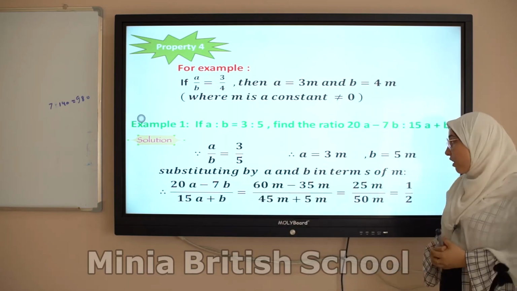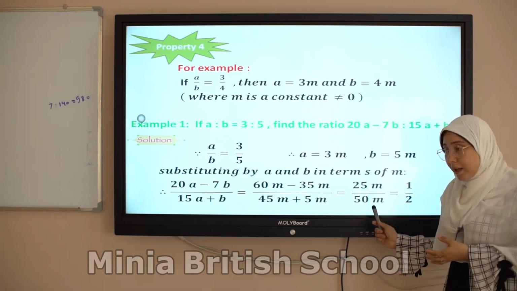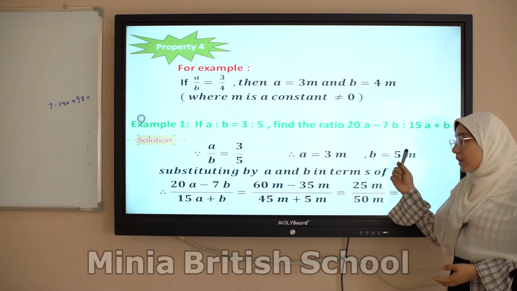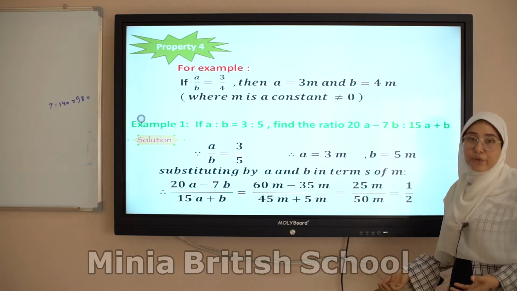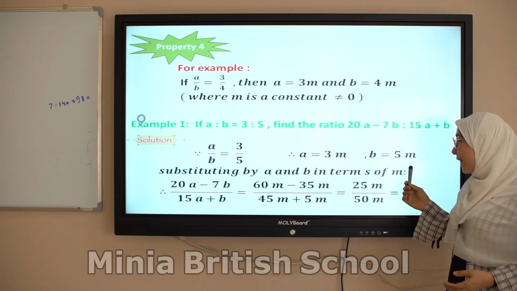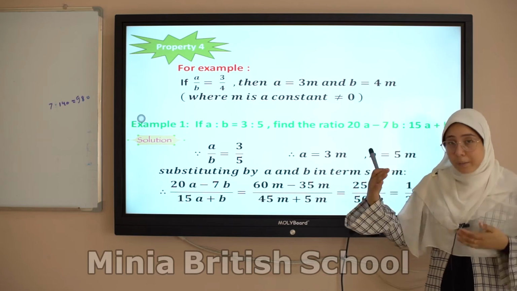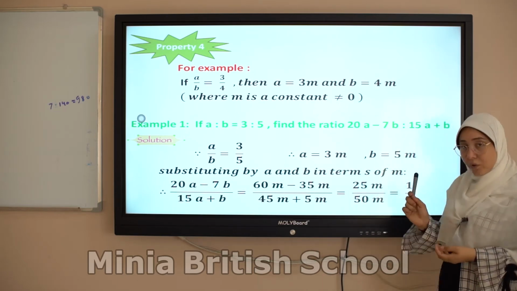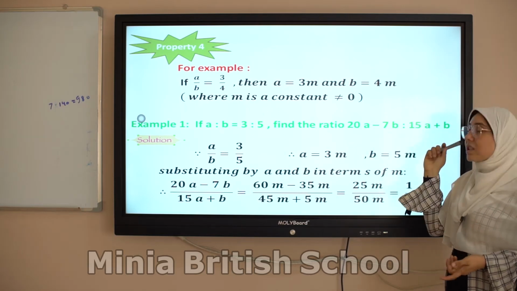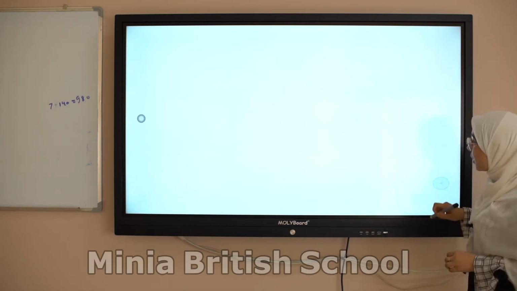Now we can simplify it. We get in the numerator 25m divided by 50m. Okay, you can cancel m with m. We get 25 over 50. You can also divide it by 25 up and down. We get half. So the value of the ratio 20a minus 7p to 15a plus p equals half.